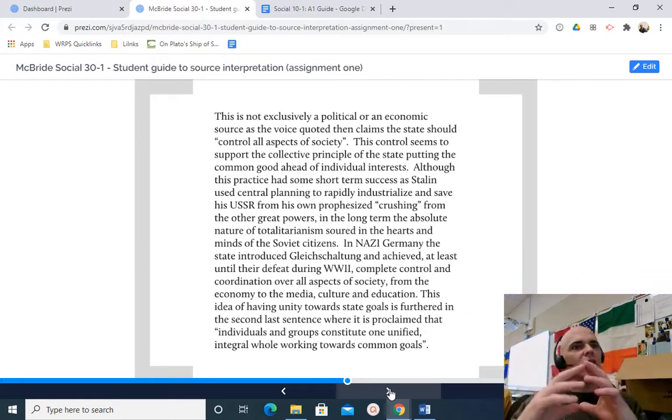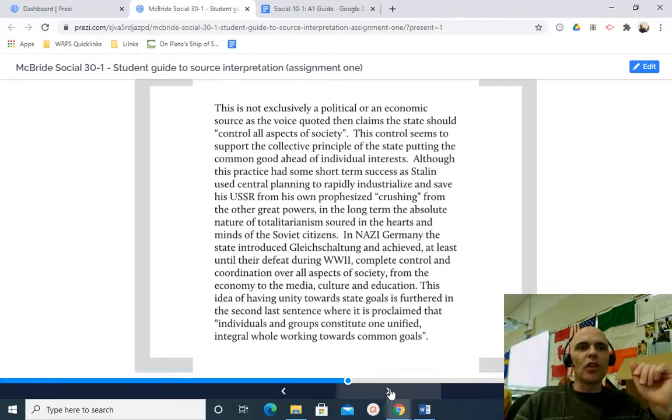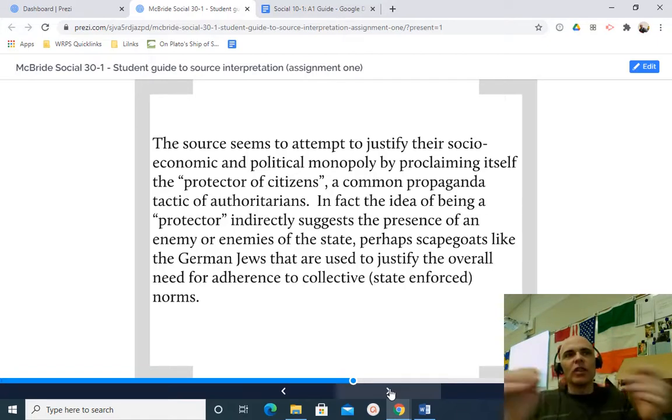This idea of having unity towards state goals is furthered in the second last sentence, where it proclaimed that individuals and groups constitute one unified integral whole working towards common goals. Source seems to attempt to justify their socioeconomic and political monopoly by proclaiming itself the protector of citizens. Why are we allowed to do this? Why can the state have a monopoly? Well, we're the protector of citizens, a common propaganda tactic of authoritarians.